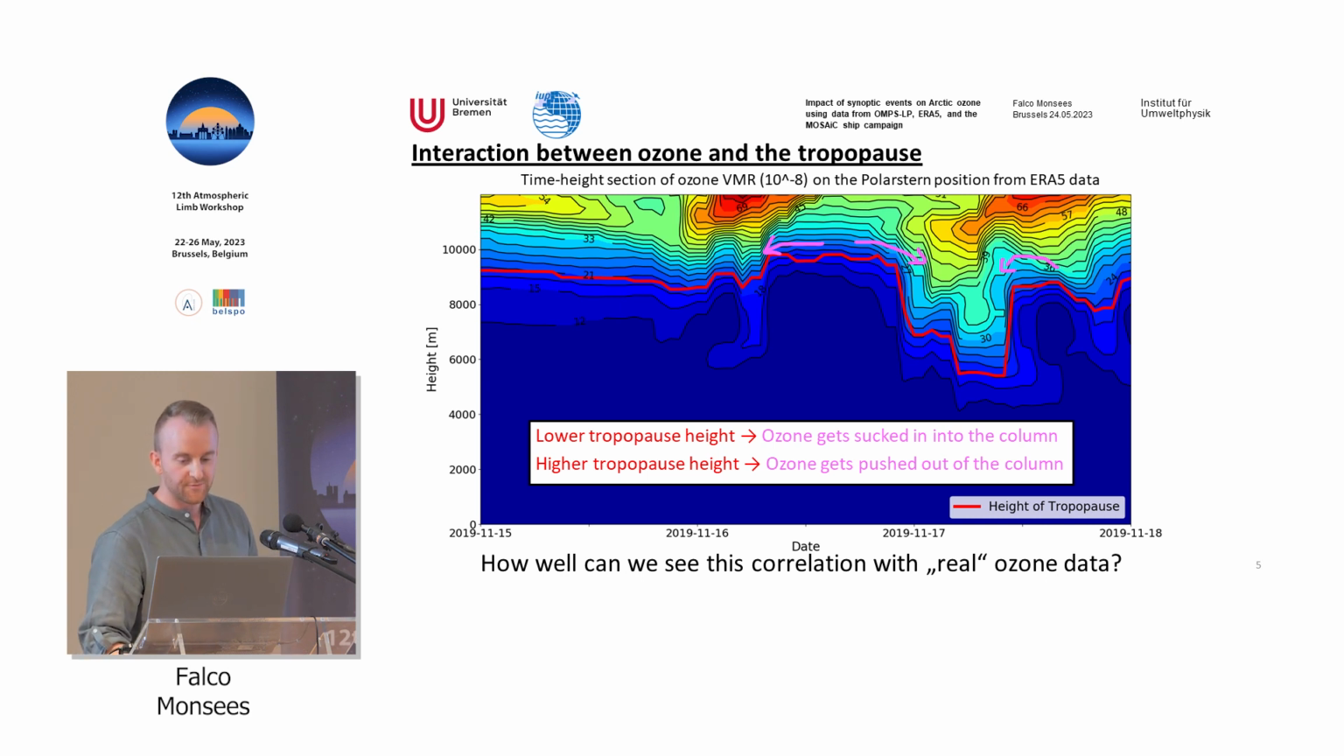If we look at the influence of the tropopause on the ozone content, we can see that when the tropopause is lowered, ozone gets sucked into the column, so the total ozone column increases. And this correlation also works the other way around: when the tropopause is higher, ozone gets pushed out of the column, so the total ozone column decreases. So there are two correlations we can remember here. First, the negative correlation between the tropopause height and the total ozone column, but also that ozone levels in this area of the atmosphere move along the tropopause, which we will use later.